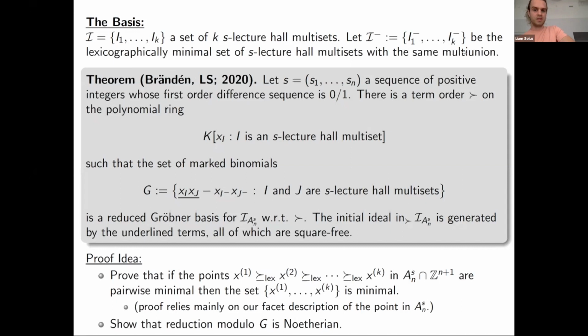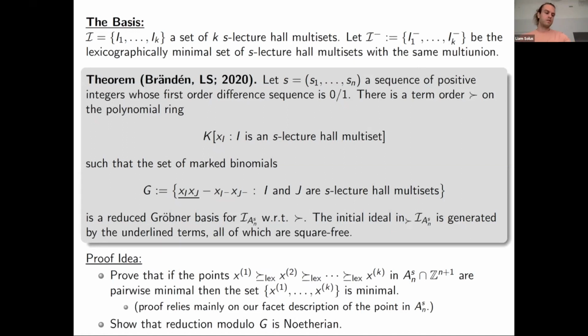set of k multisets that are also these S-lecture Hall multisets, indexing points in this polytope, that have the same multi-union. And this set, these minimal sets will be exactly what we use to define our Gröbner basis.